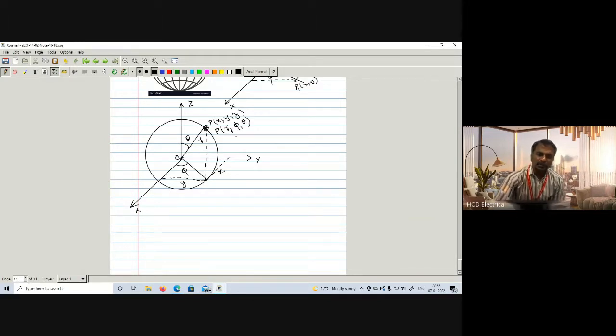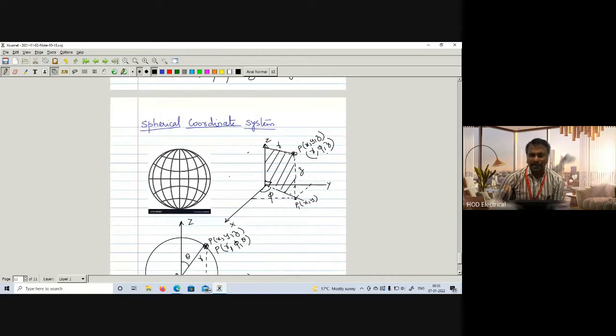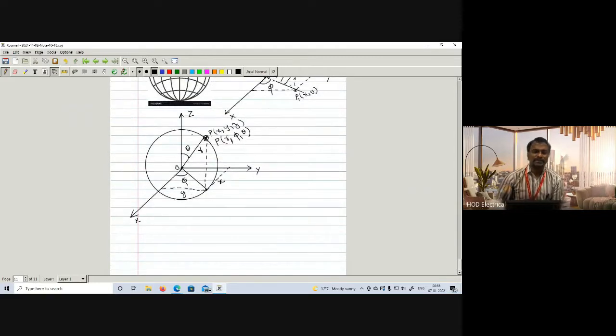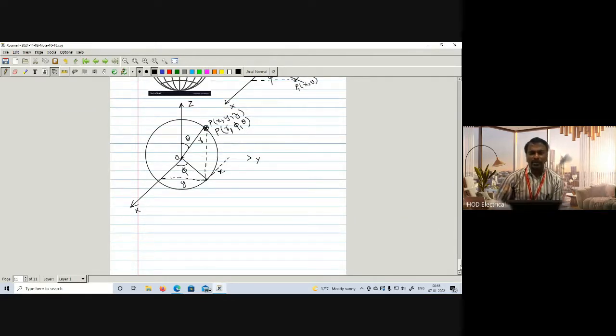So in the cylindrical coordinate system, we have seen r, phi and z. In this spherical coordinate system, we have seen r, phi and theta. Let me explain what is meant by the r component, what is meant by phi, and what is meant by theta, so that in the next class, we will come to know how to convert Cartesian to spherical, and spherical to Cartesian.